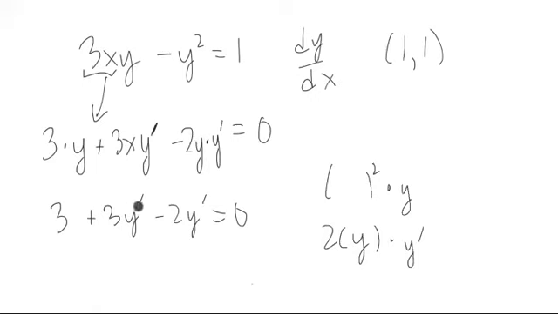So we get 3y prime minus 2y prime is just y prime. You subtract the 3 over, and voila. So we know the slope of this curve is -3 at the point (1, 1).